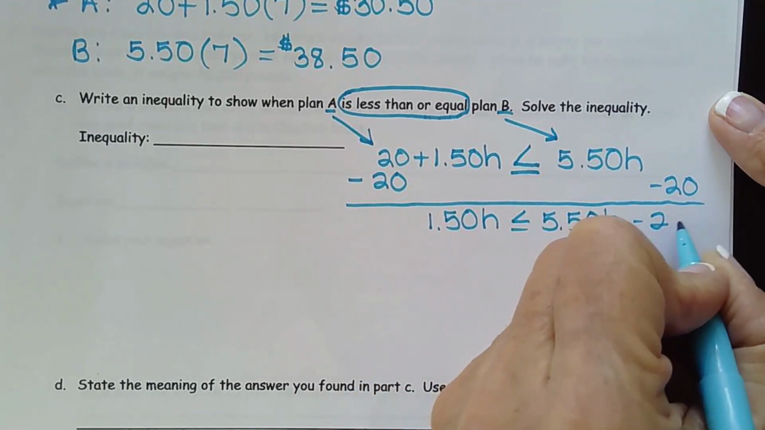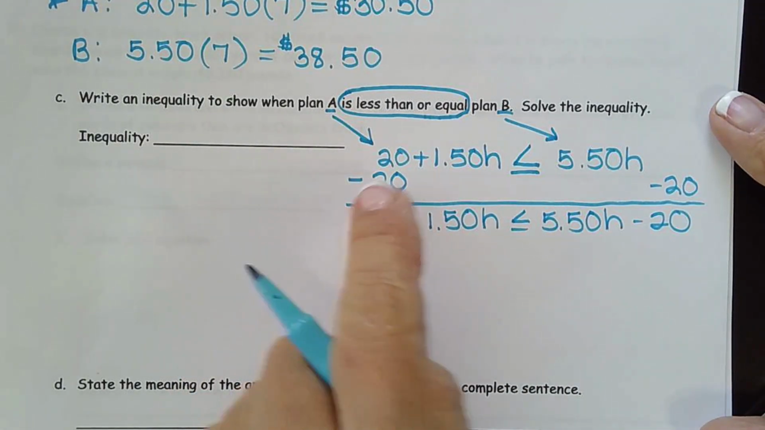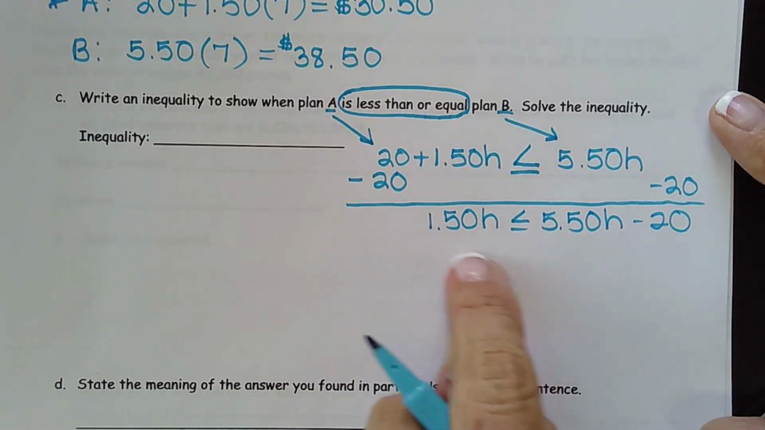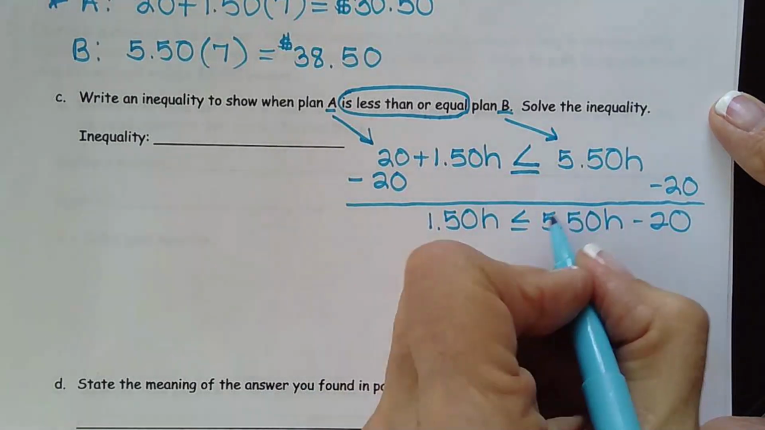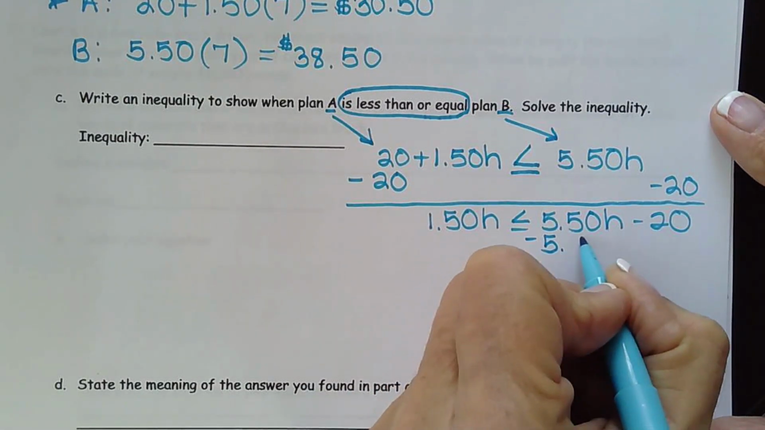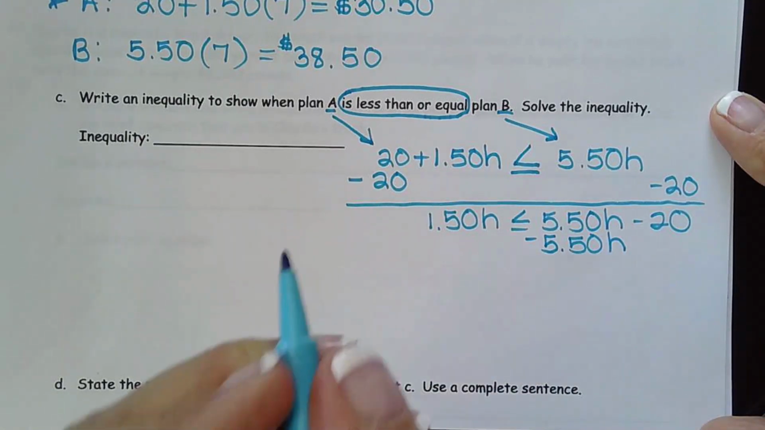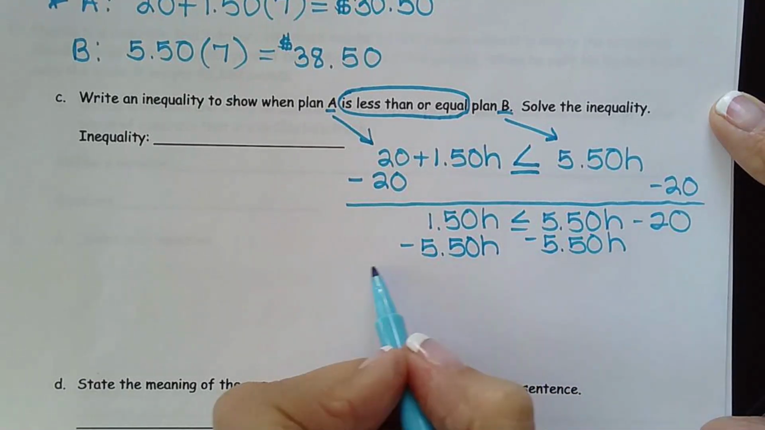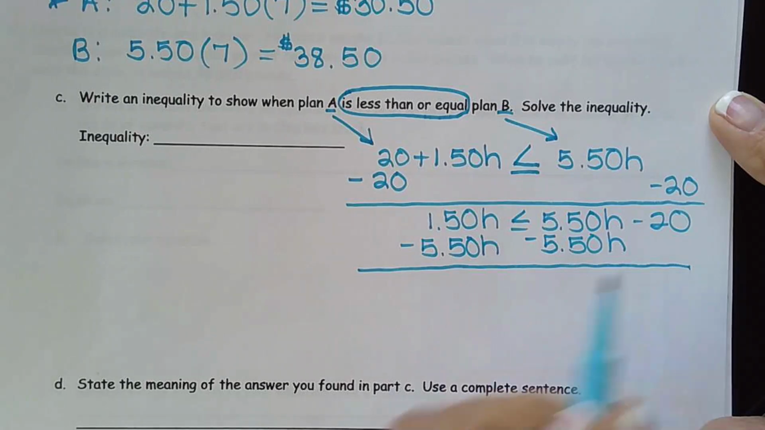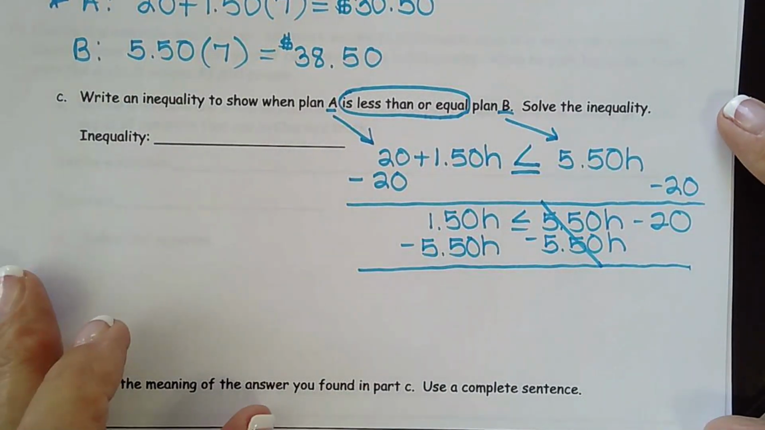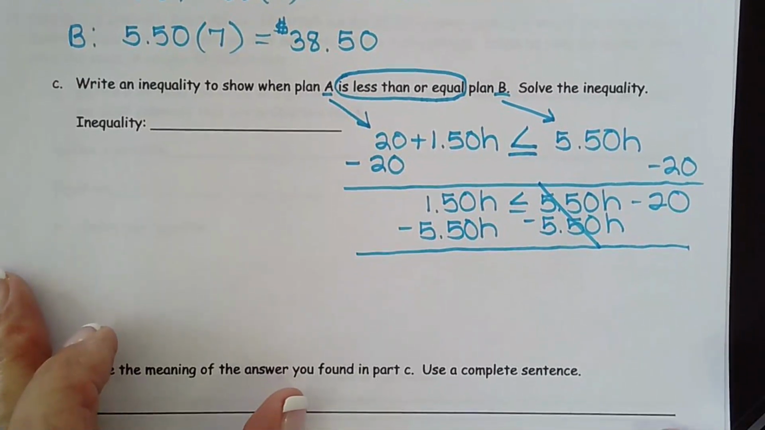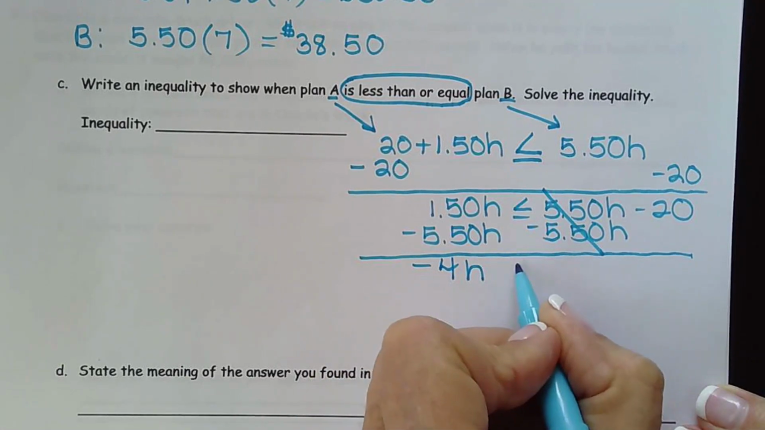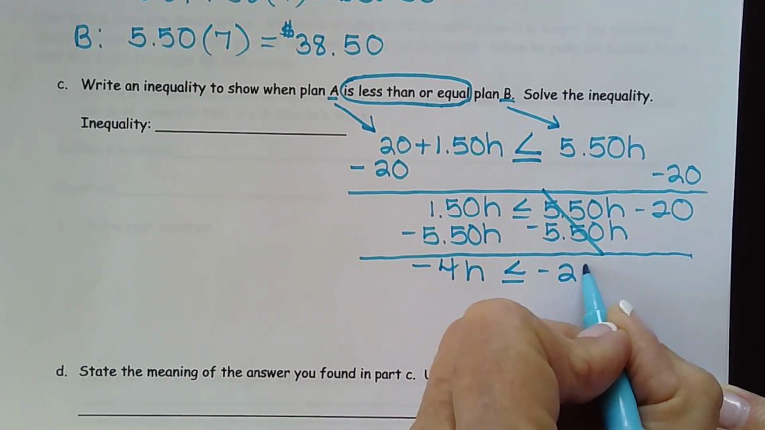5.50H minus 20. So we did that first step because constants move to the right, especially with the inequality. Now the variable expression should all be on the left. So do the opposite. Subtract 5.50H, or $5.50 times H. So it's gone on that side, which is our goal. We don't want any variables on the right. And so that's going to be negative 4H is less than or equal to negative 20.